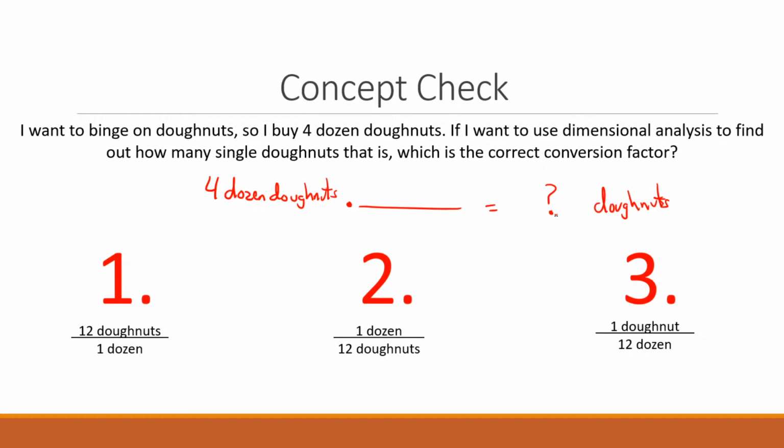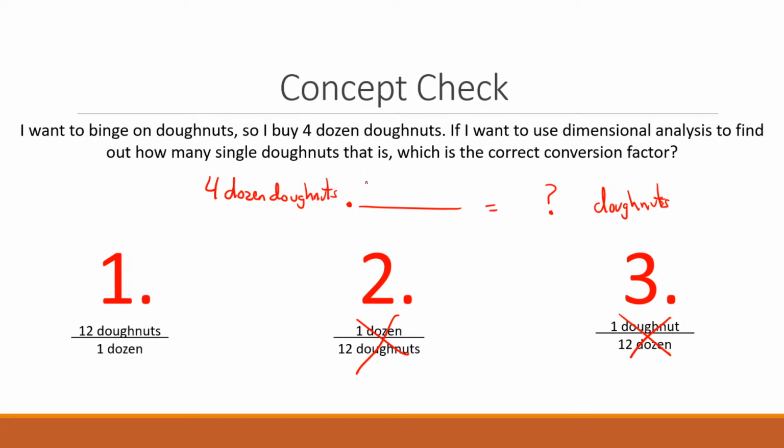So the answer here: if I want to get rid of dozens, if I want that to cross out and give me individual donuts, I want dozens on the bottom. So it's not going to be choice 2. I can either have 12 donuts over 1 dozen or 1 donut over 12 dozen. Then it's just a matter of which one of these is correct. Is 1 donut equal to 12 dozen, or is 12 donuts equal to 1 dozen? It's choice 1 here because 12 of something is a dozen of something.